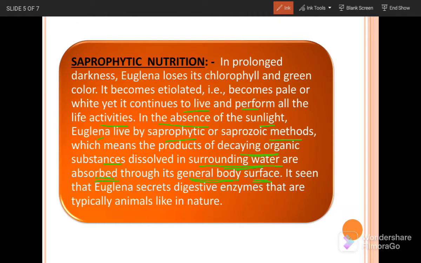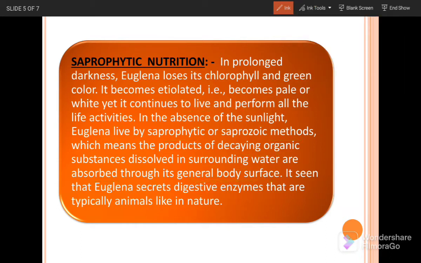That decaying organic substance, dissolved in the surrounding water, is absorbed by Euglena. How will it be absorbed? Through its general body surface, which is permeable. It seems that Euglena secretes digestive enzymes that are typically animal-like in nature.